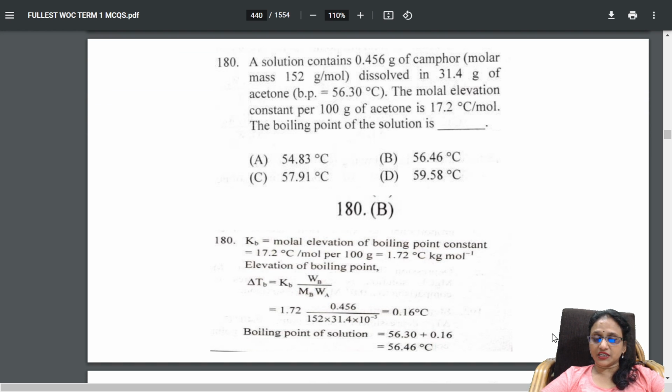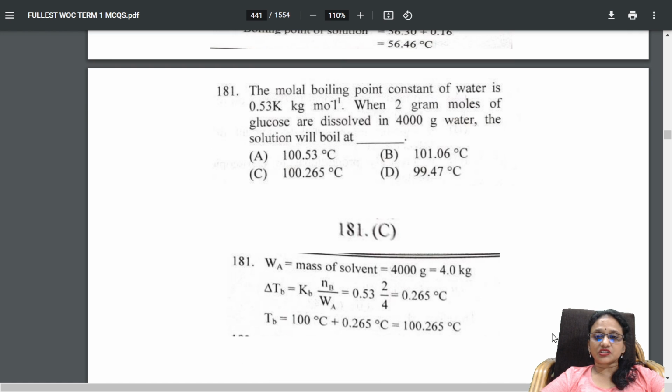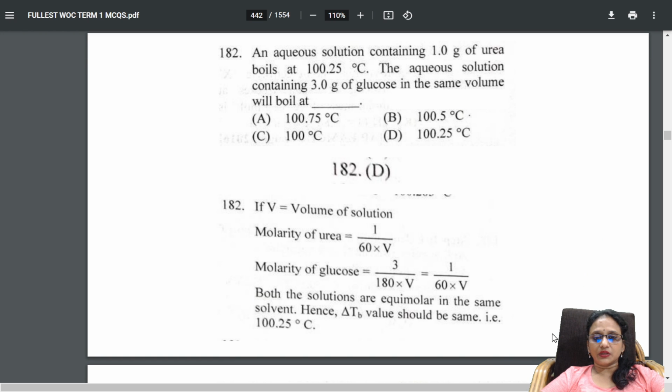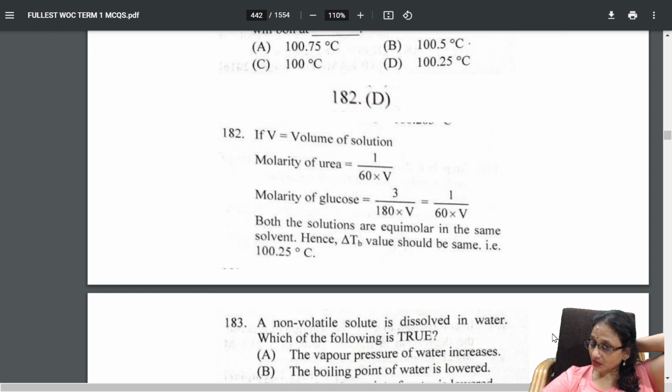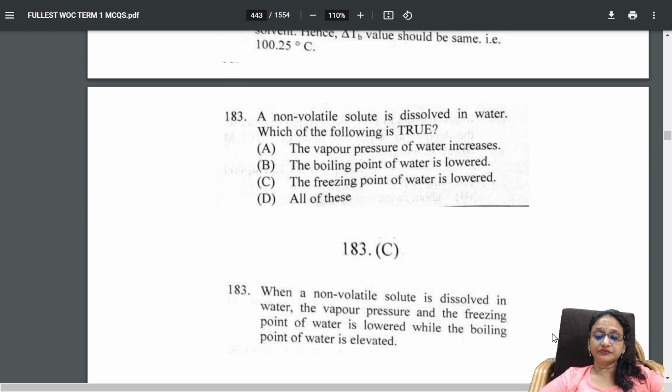Question based on your elevation in boiling point, one more pattern. This is also one more pattern of asking the elevation in boiling point questions. This is a question based on molarity. So what happens when you add a non-volatile solute? The question.